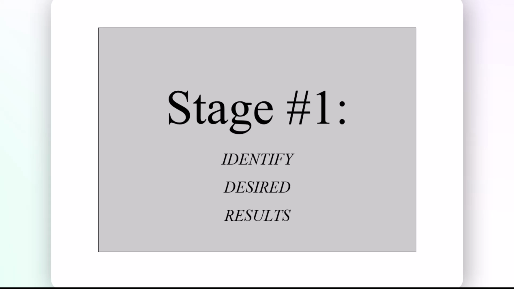The first stage of the Understanding by Design template focuses on defining what students should learn, understand, and be able to do by the end of a unit. This stage, called Identify Desired Results, serves as the foundation for all later planning. It ensures that teaching and assessment stay focused on meaningful, long-term learning goals rather than short-term memorization or isolated activities.